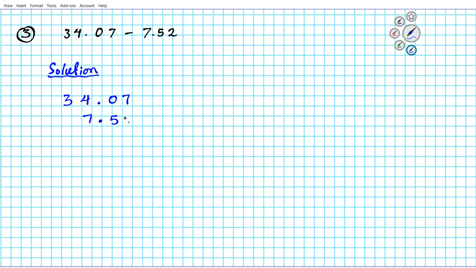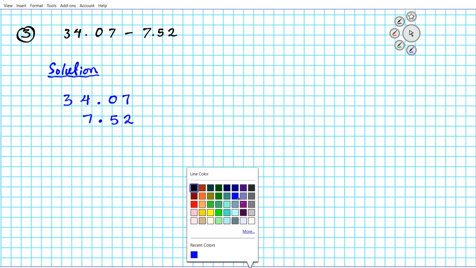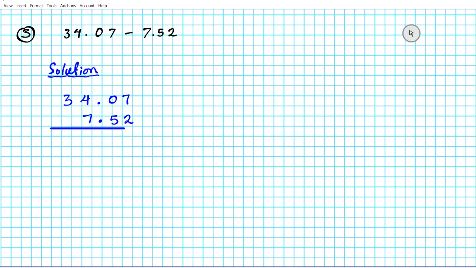All right, 7.52. We talked about the properties of addition last time in lesson 2.2. We know that addition commutes, but subtraction does not. There's no commutative property there. The order matters when it comes to subtraction. All right? Okay, so let's go ahead and subtract.